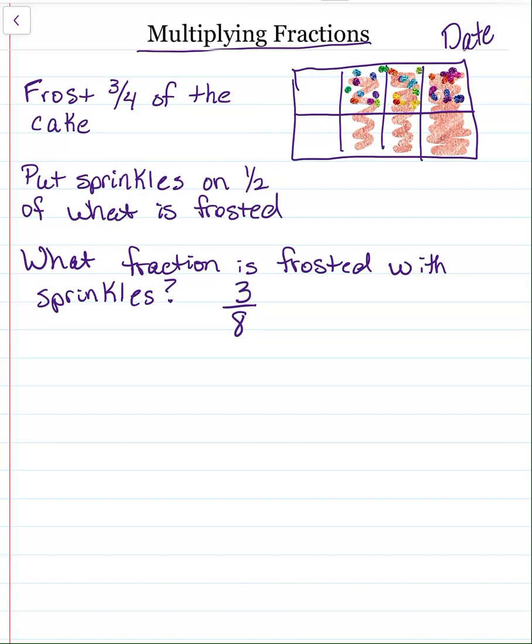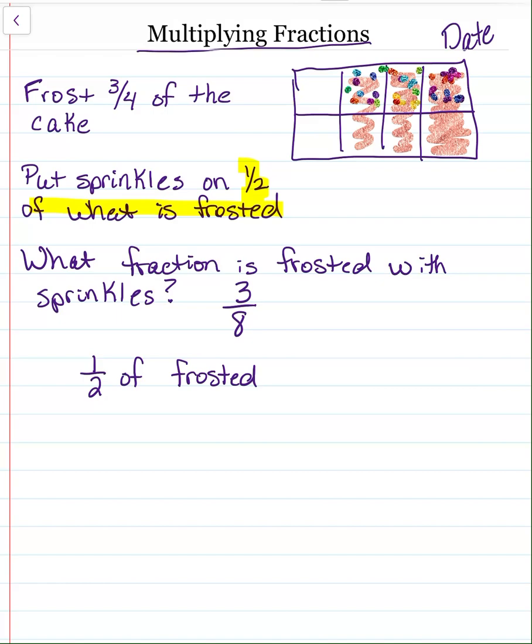Okay, so you might be thinking, okay, Ms. Johnson, well, how does that relate to multiplying fractions? You said that's what we were learning today. All right, so let's take a look. It says that I had put sprinkles on half of what is frosted. So let's focus on that statement. So I put sprinkles on half of the frosted cake.